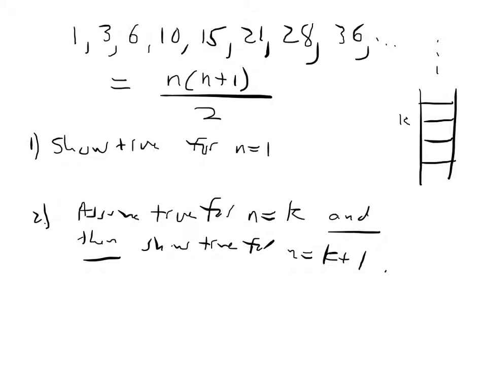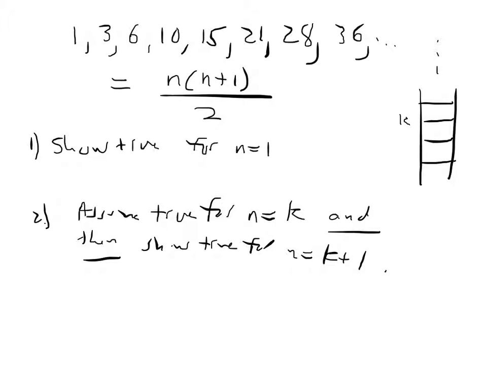If I can get from the kth rung to the k plus first rung, in combination with being able to get on the first rung, I will be able to put my feet on every rung of the ladder, because if I can get to the first rung, using the second rule I can get to the second rung. And if I can get to the second rung, using the second rule I can get to the third rung. And that simply continues on and on and on.